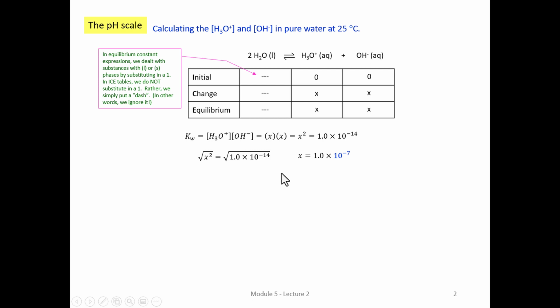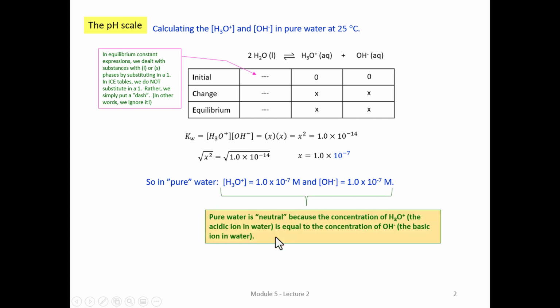Well, what does that mean? That means in pure water, the concentration of hydronium ion would be 1 times 10 to the minus 7 molar, and the hydroxide ion concentration would be equal to that, 1 times 10 to the minus 7 molar. They're both extremely small concentrations. One could say ridiculously small concentrations, but the concentrations are equal for both of them.